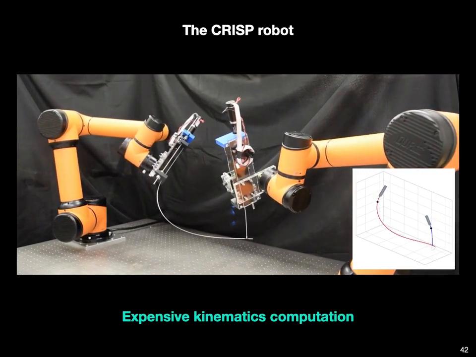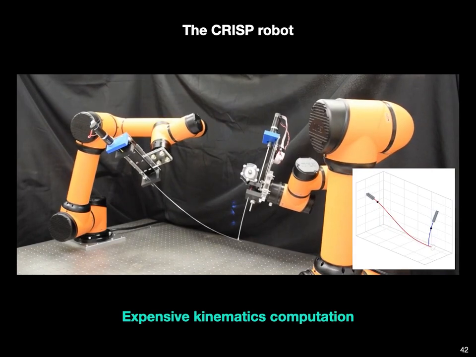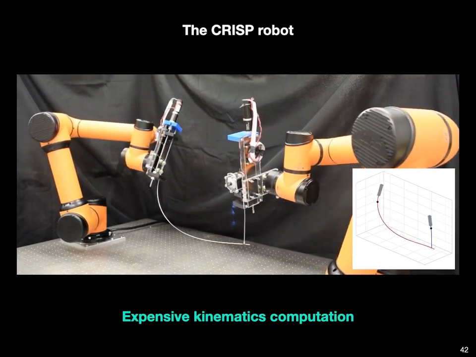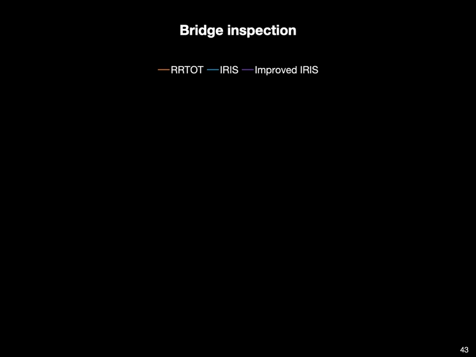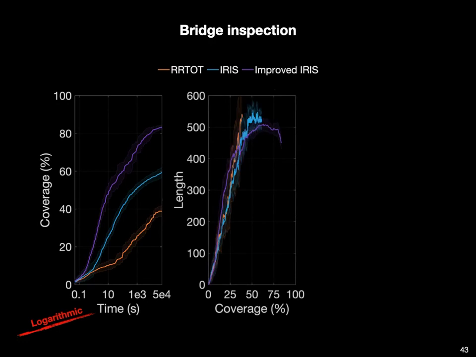Inspection planning for the CRIS robot is hard, not only due to the nature of the inspection planning, but also because its kinematic computation is expensive. We compare the improved version of ARIS with the original ARIS and also RTOT, the previous state-of-the-art method. For bridge inspection, the updated ARIS is 570 times faster than the original ARIS, and it produces results with similar length for different inspection coverages.